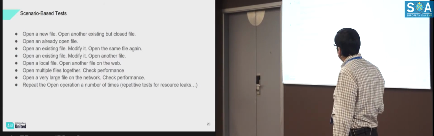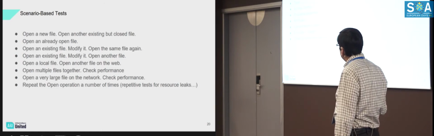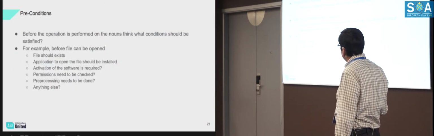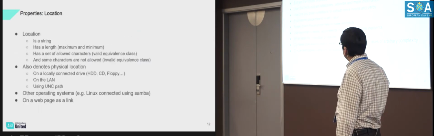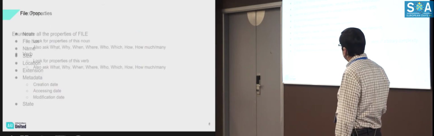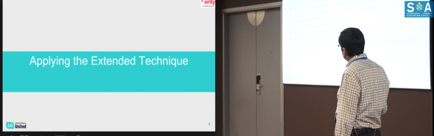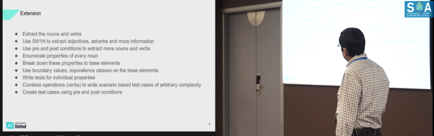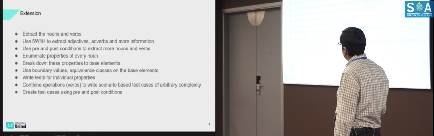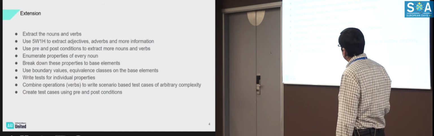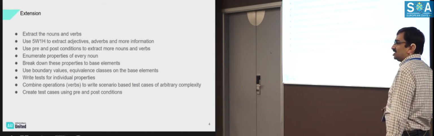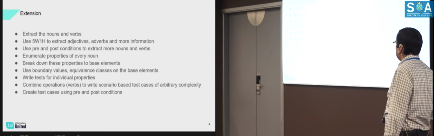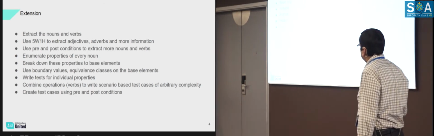So if I take you to our steps: extract the nouns and verbs, use 5W1H and then use them to extract more adjectives, adverbs, and more information. Then comes this part of pre and post conditions. You've done the enumeration, now we'll use pre and post conditions to extract more nouns and verbs, and then their properties as well, and so on. So let's do that.